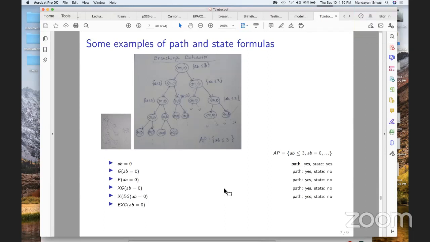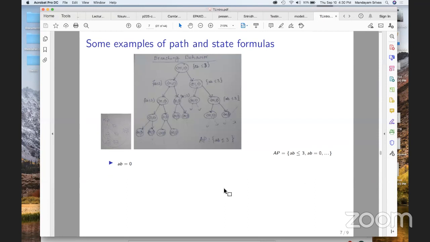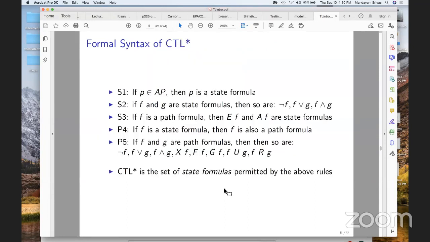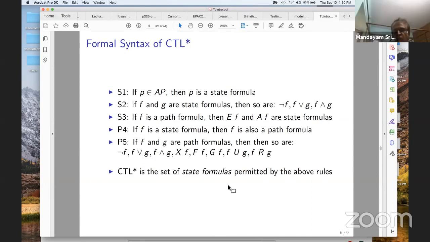So if you do something like, say, AB equal to 0 or X AB equals 0, that just basically means all paths on which either AB is equal to 0 in this state or the next state. Yeah, so that whole thing will become the example that you just brought out. Yeah, that will become a path formula.